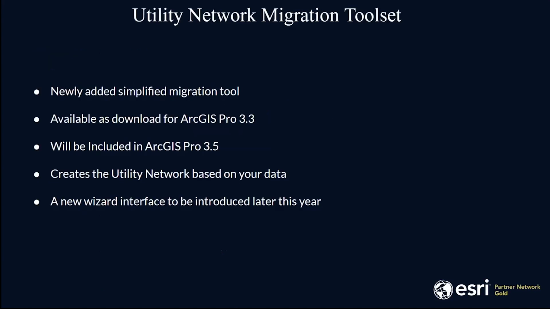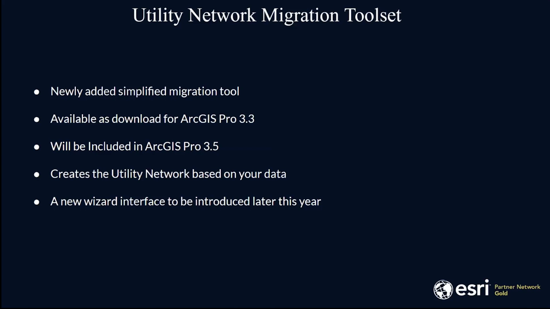So in addition to the essentials model, as we're talking about simplifying things, this was just recently brought to my attention, this new utility network migration tool set. This just came out fairly recently. And this tool is available for download in ArcGIS Pro 3.3, and it will be included in ArcGIS Pro 3.5. And this offers an even simpler approach for organizations looking to transition to the utility network.